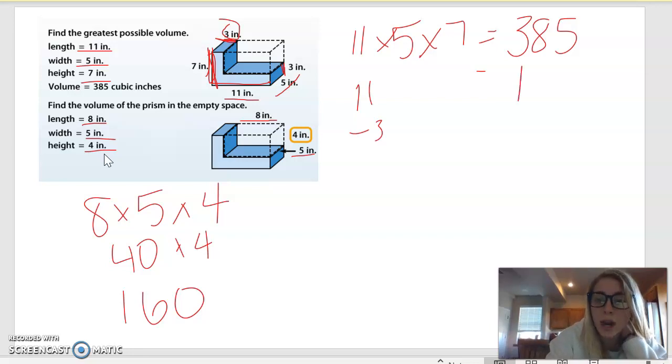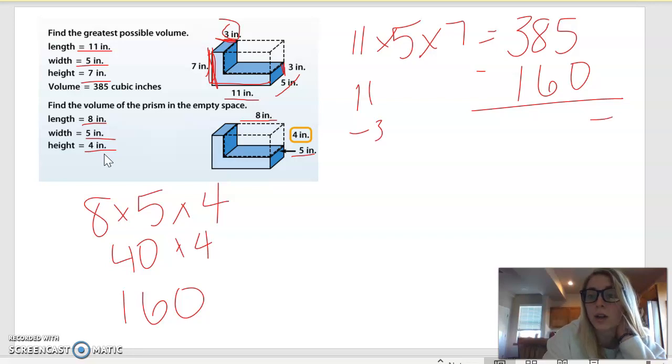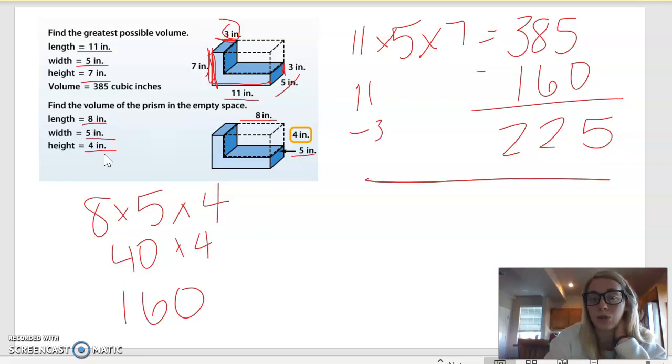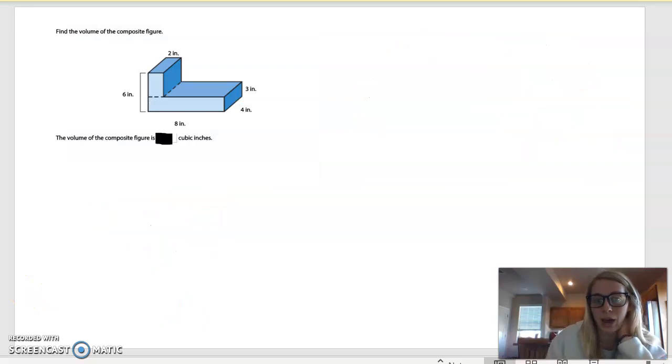So we have to subtract 385 minus 160, and that gives us 225. See, it's the same exact way. However, this way you did subtraction, the other way you just added the two, okay? Either way, you have to break it down.